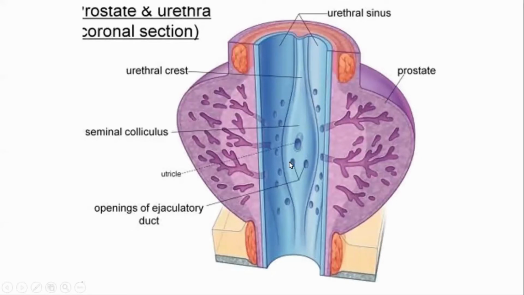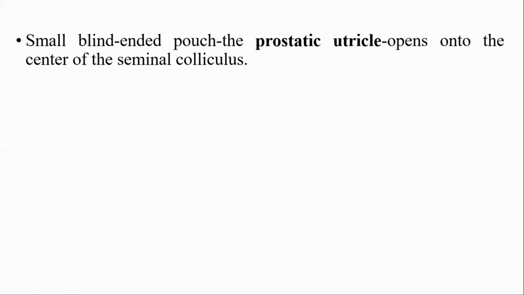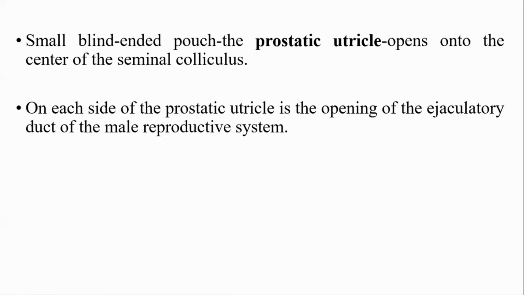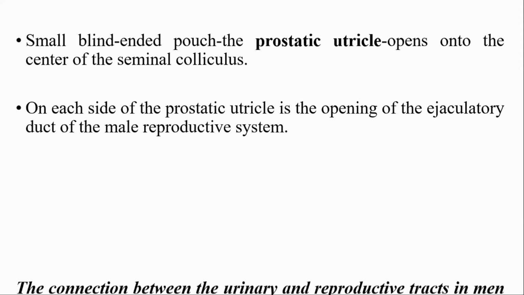The right ejaculatory duct is formed by the joining of the right vas deferens and the right seminal vesicle, and the left ejaculatory duct is formed by the joining of the left vas deferens and the left seminal vesicle. So these two ejaculatory ducts open on either side of the prostatic utricle. The prostatic utricle is a blind-ended pouch, and on each side of it is the opening of the ejaculatory duct.